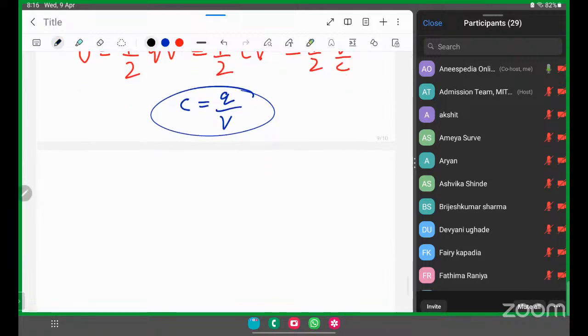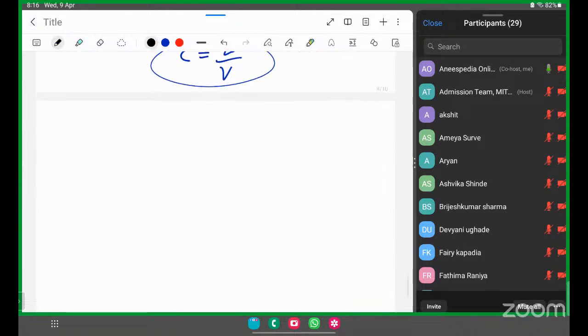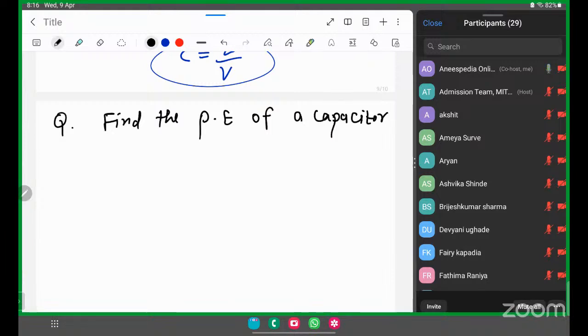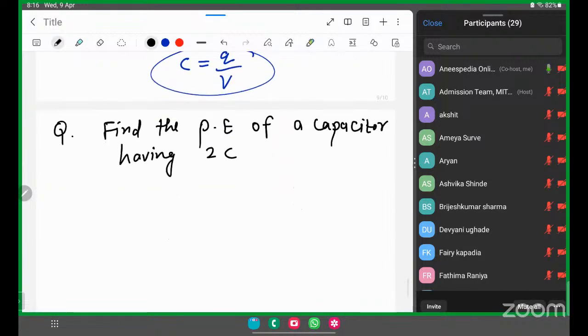Again, here the question will be straightforward. We have to find the potential energy of a capacitor having 2 coulomb charge at 4 volt potential.